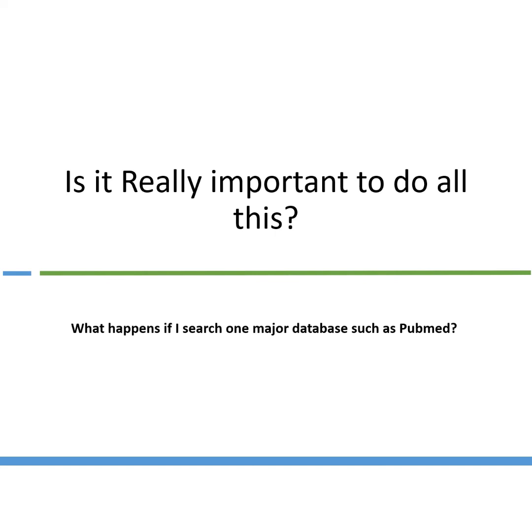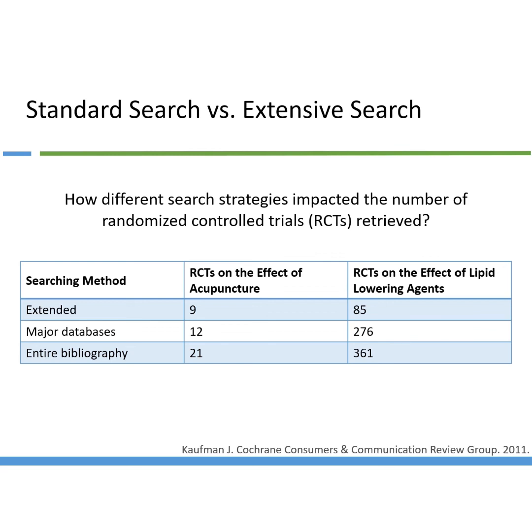This is a study that looked at standard search versus extensive search and how different search strategies impacted the number of RCTs retrieved. RCTs on the effect of acupuncture, for instance, and then also RCTs on the effect of lipid-lowering agents. They found that with an extended search, they had 9 studies, for instance, for acupuncture. The major databases, they had 12. An entire bibliography, they got 21.